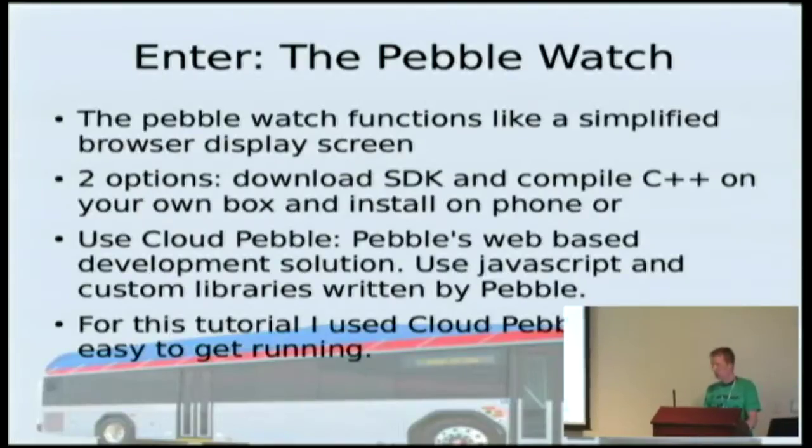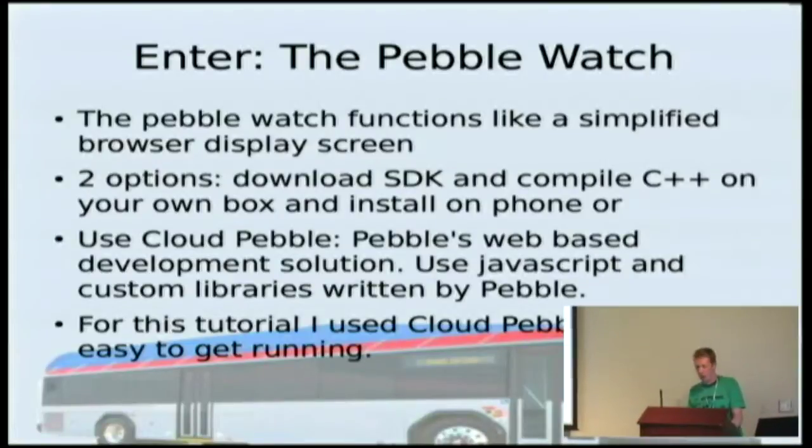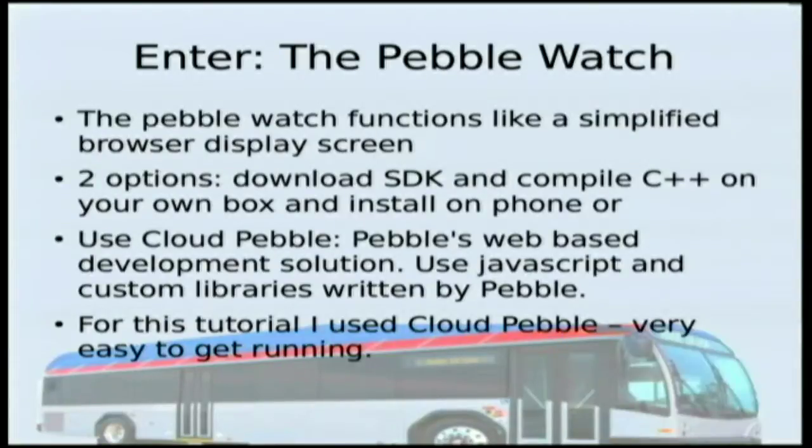Okay, now the fun part, the Pebble Watch. The Pebble Watch works really well. It's like a simplified browser display screen. To get up and running with it, there's 2 options. One is download the SDK, install it on your box, get everything up and running. Then you can compile Pebble Watch programs and install them to your phone. Or you can use Cloud Pebble, which is their web-based development solution.